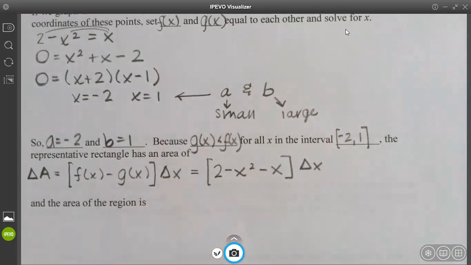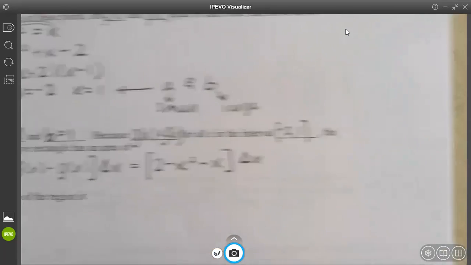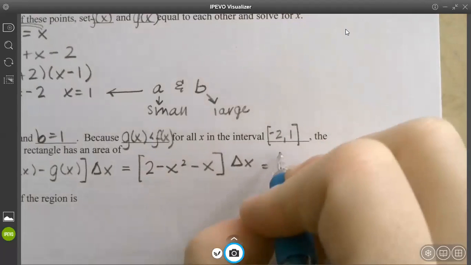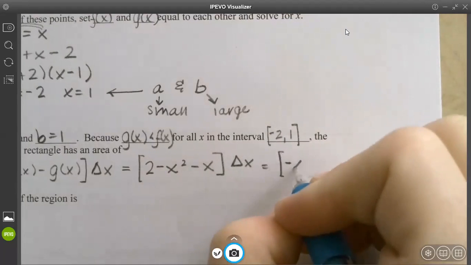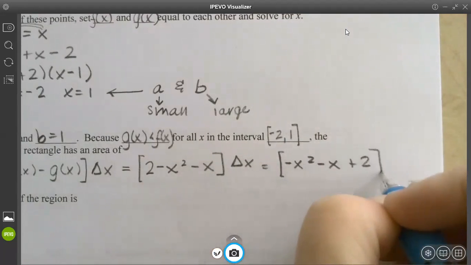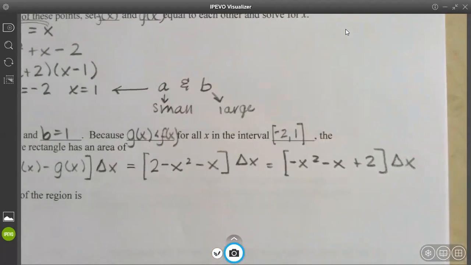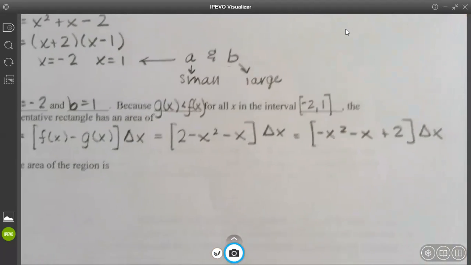Before I do integration, I like to put them in order. You do not have to. Everybody understand that? You can leave it just like this and it is perfectly fine. There's nothing really we can simplify, but I like to see mine in order. So I do negative x squared minus x and a positive 2. You do not have to put them in order. So very good. All right.